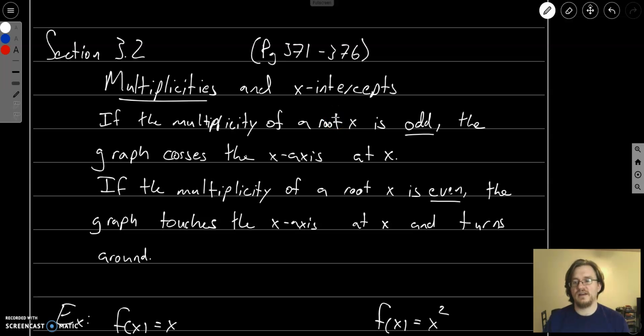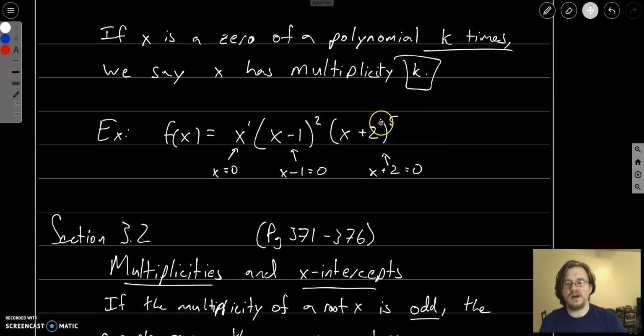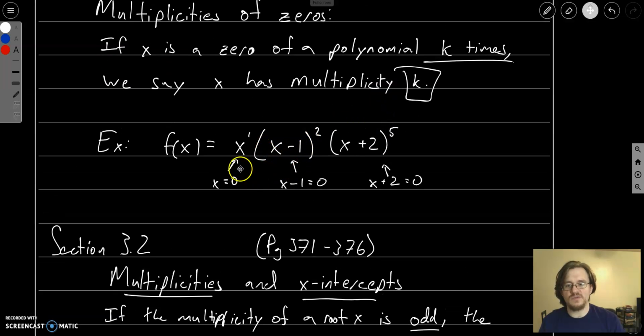Hello and welcome back. We'll continue looking at section 3.2 on graphing polynomials. Here we're going to begin by looking at multiplicities and x-intercepts. So when we solve an equation, like we saw before, when we find the roots of a polynomial, sometimes those roots can happen more than once.